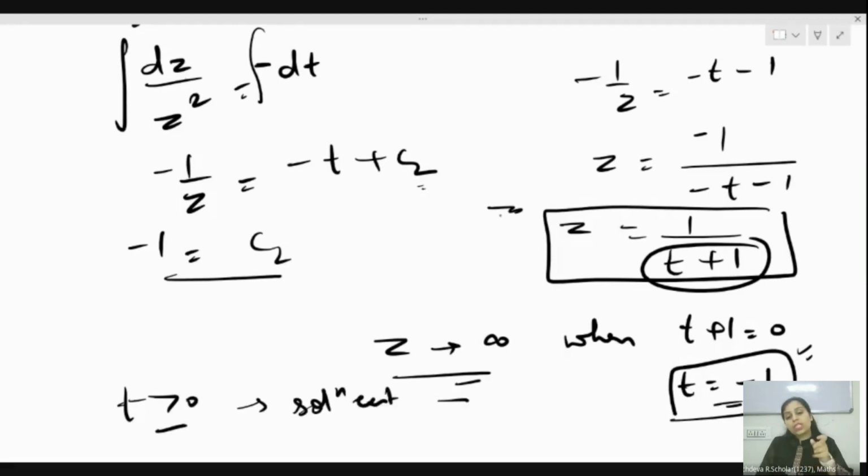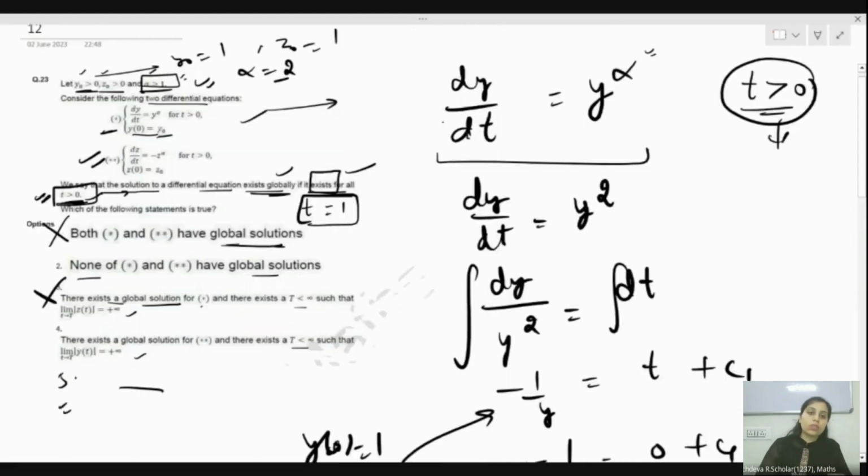That means for this equation, the solution globally exists. The solution will globally exist if it exists for t greater than 0. So saying none of them has a global solution is also wrong, because one has the global solution, but another does not. This has the global solution, but this will not have.